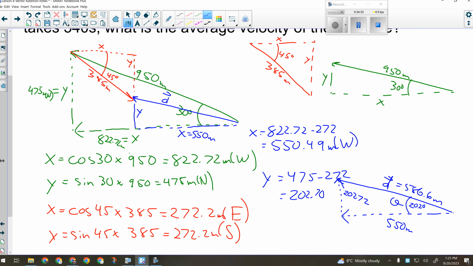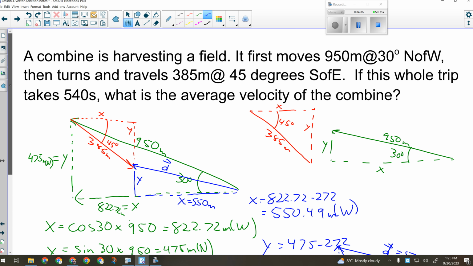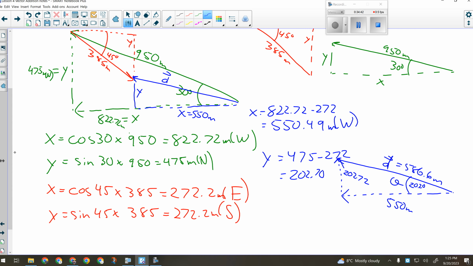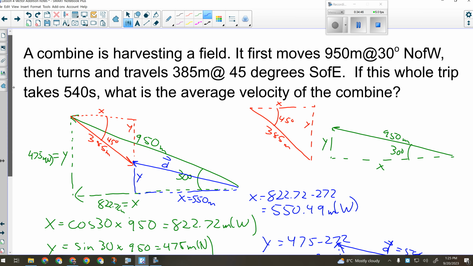If I go back up to my numbers here, oh, actually I'm not done yet. I've got now my displacement, 586.6 meters, 20.2 degrees north of west. What's my last step? I'm supposed to find the velocity of the combine knowing that this whole thing takes 540 seconds. V equals D over T. You just did all that work to get D. So you could do V equals D over T.